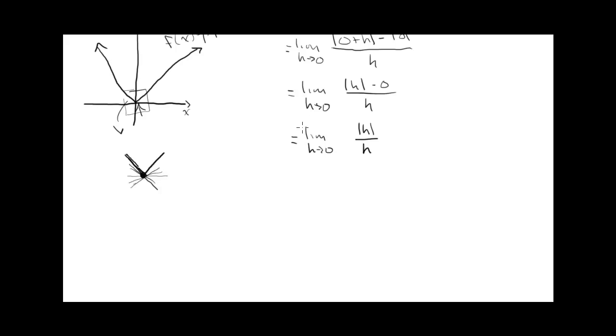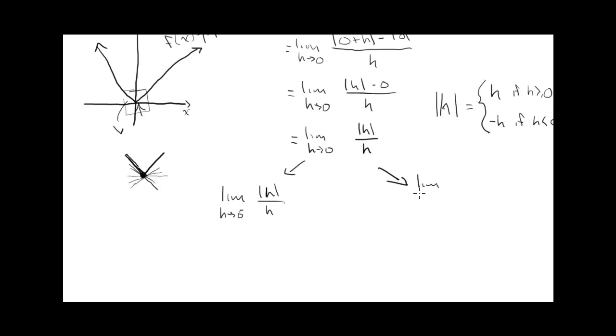Okay, now how do we evaluate this limit? You can't use direct substitution, you get 0 over 0. And you can't cancel anything out because this is absolute and this is not. If you remember how we dealt with limits with absolutes, we had to treat it as a piecewise function. So remember that absolute h is really just equal to h if h is bigger than or equal to 0, and negative h if h is less than 0. So we're going to take a left limit of absolute h over h, and we're going to take a right limit, plus, of absolute h over h.